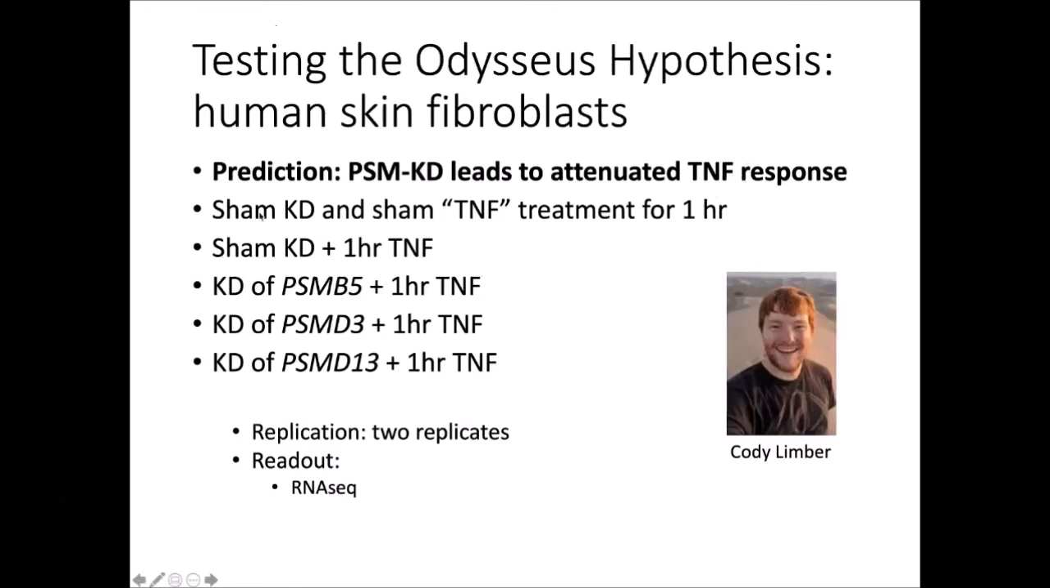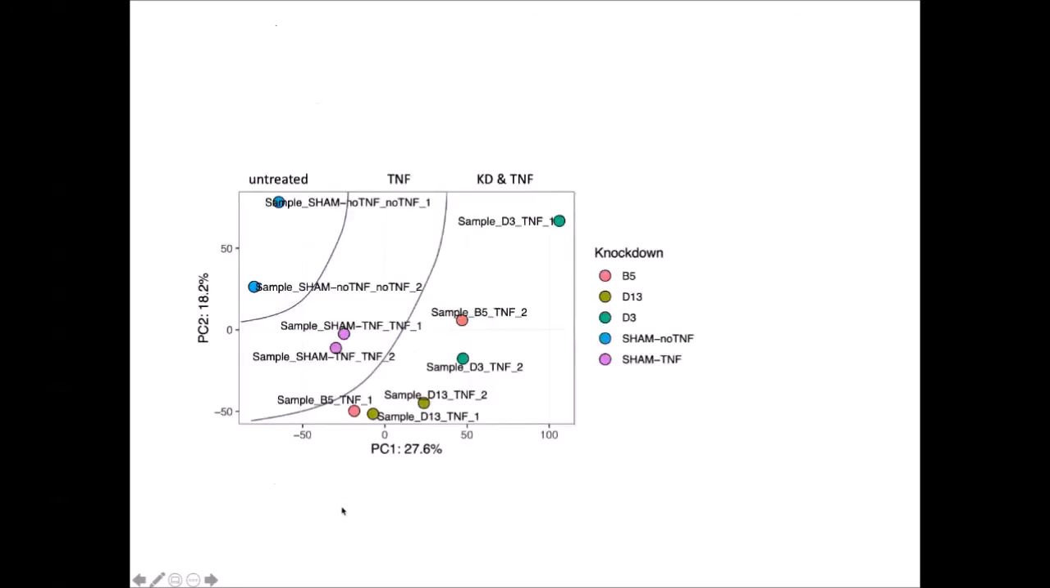So we had these 5 treatments. One is just non-treatment control, vehicle control for everything. Then one is 1 hour of TNF treatment. The other 3 are knockdowns of one of these proteasome genes, and then treating with TNF, and then have as a readout RNA-seq. Here you see the ordination, so untreated, TNF treated, and knockdown TNF treated samples here, so they separate in this direction.